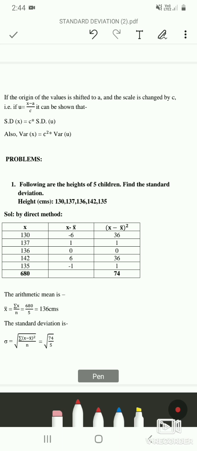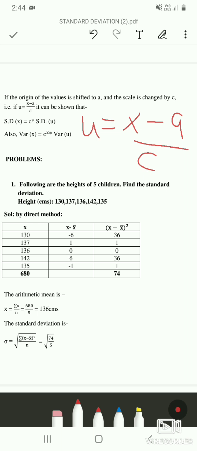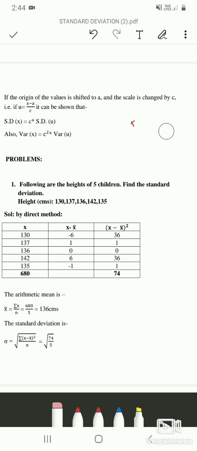Also, you can compute the standard deviation for a given problem using a method called the step deviation method, wherein you shift your origin and also change the scale. That is, u is equal to (x minus a) divided by c, where a is your assumed constant value and c is your change in scale. You will understand this when we solve the problem.